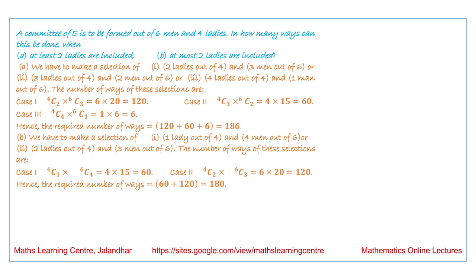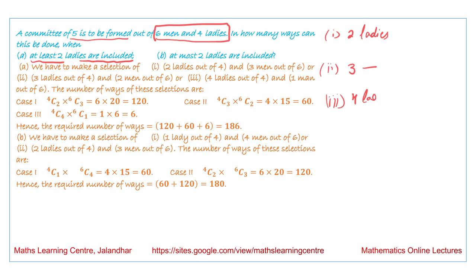Next question we have is, a committee of 5 is to be formed out of 6 men and 4 ladies. In how many ways can this be done if at least 2 ladies are included? So again we have the case that at least 2 ladies are to be included. The first case is when 2 ladies are there, second when 3 are there, and third when 4 ladies are there. Then the number of men in this case will be 3 men, in this case 2 men, and in this case 1 man.